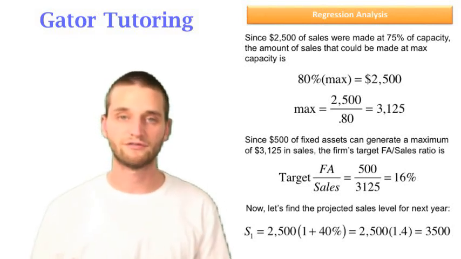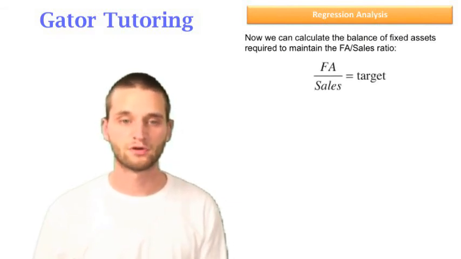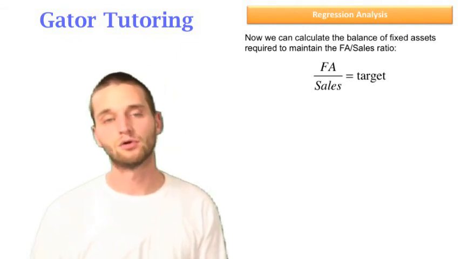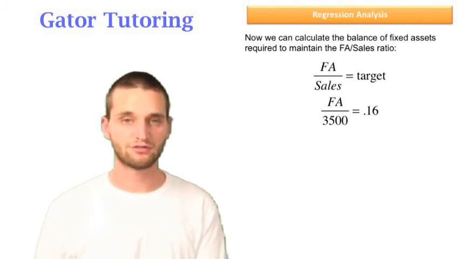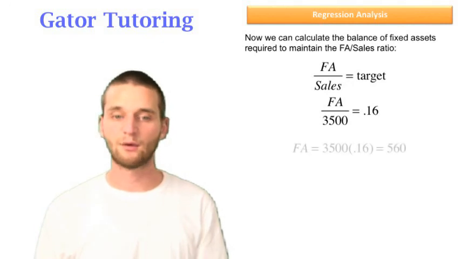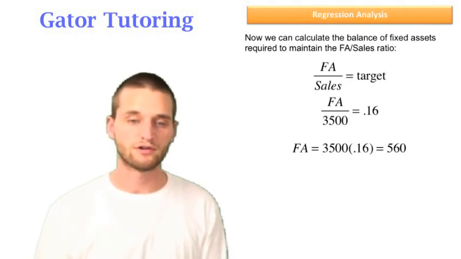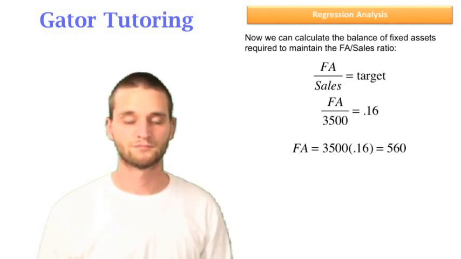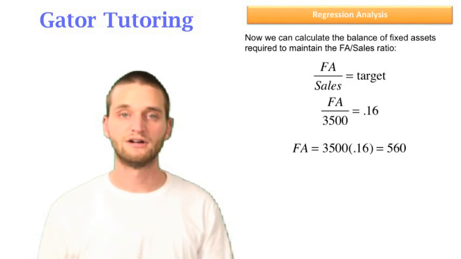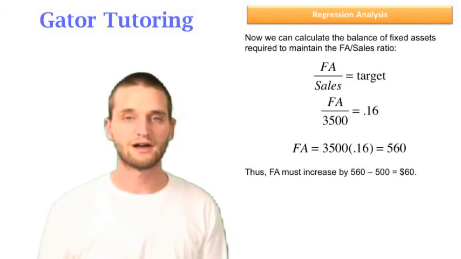Well, now we can find out what we need fixed assets to be. So we want to maintain the fixed asset to sales ratio. So we say fixed assets to sales is going to equal our target 16%. We plug that 16% in for our target, we plug in our sales next year of $3,500 for sales, and we just want to solve for fixed assets. So we multiply both sides by 3,500, and 3,500 times 0.16 gives us fixed assets of $560. So that's the dollar amount of fixed assets that we're going to need next year to maintain this ratio. So fixed assets must increase by 560 minus 500, which is $60 worth. And that's the end of part 2.